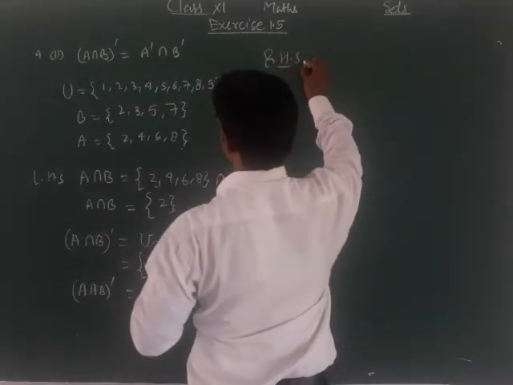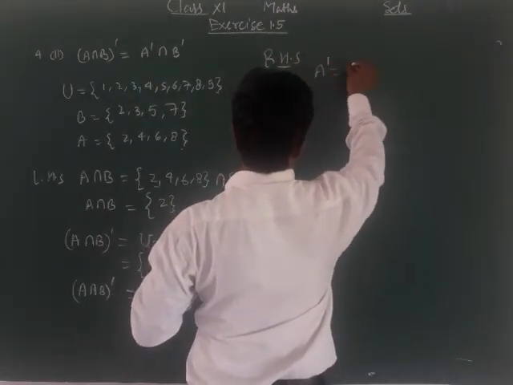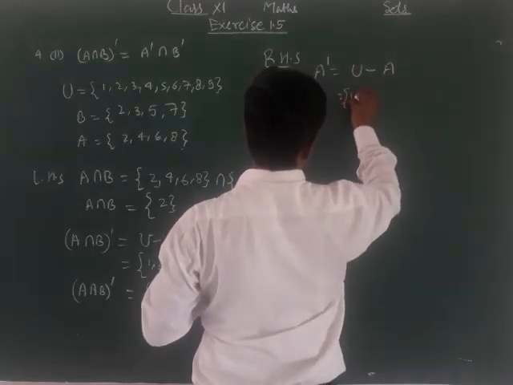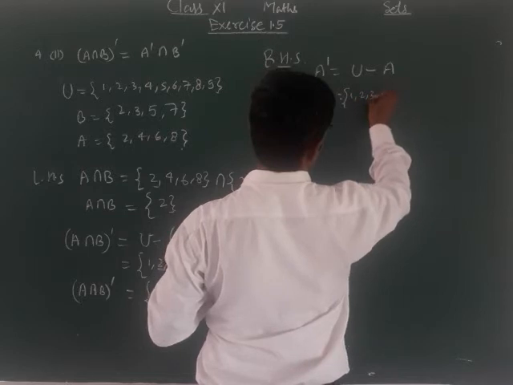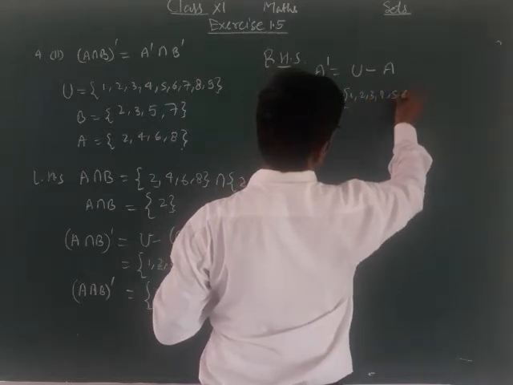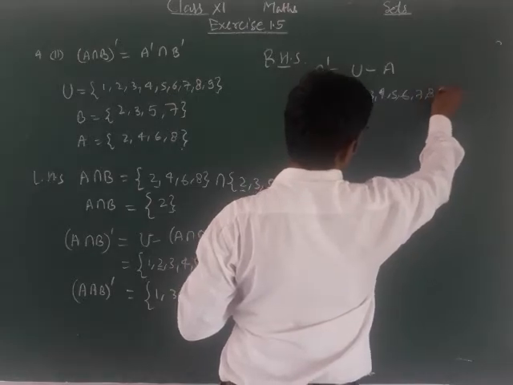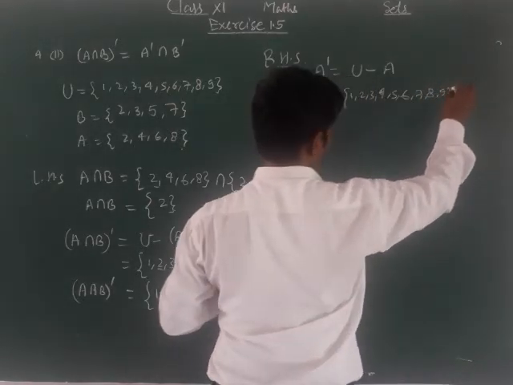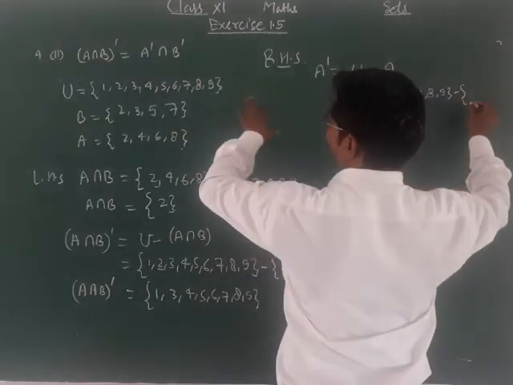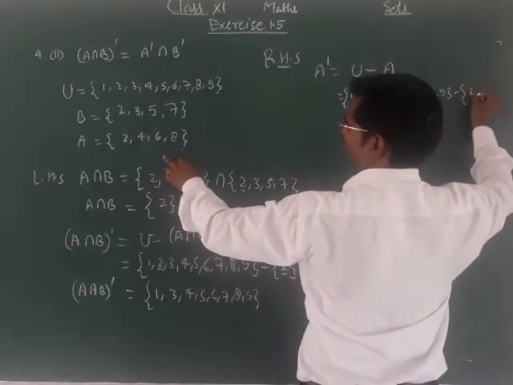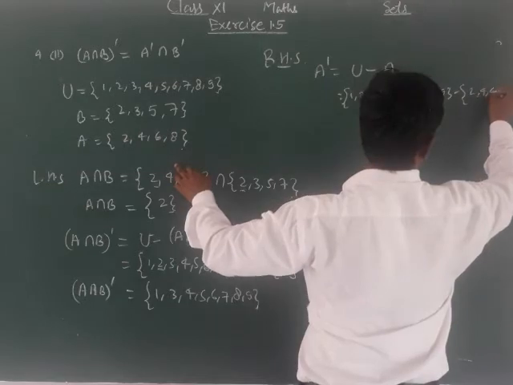And also RHS. A dash is equal to U minus A. So for U only take 1, 2, 3, 4, 5, 6, 7, 8, 9, and minus those elements of A: 2, 4, 6, 8.